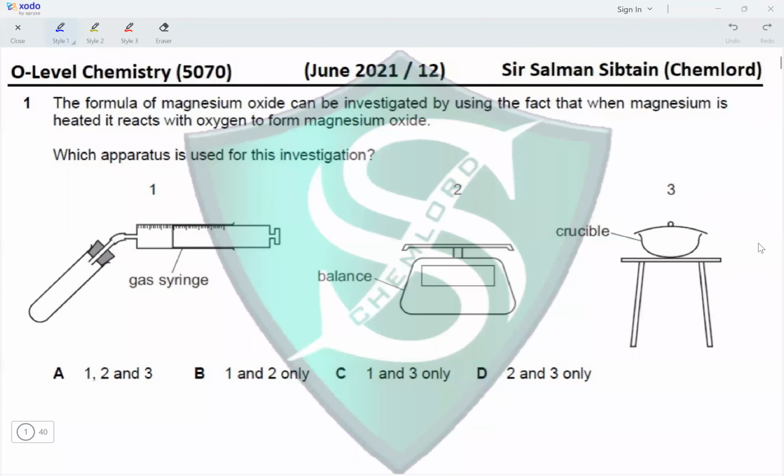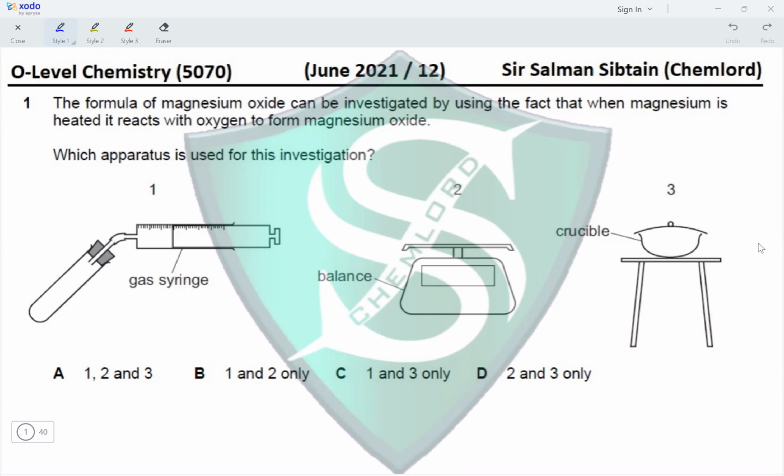Hi guys, this is O-Level Chemistry, paper 12, June 2021, question 1. The formula of magnesium oxide can be investigated by using the fact that when magnesium is heated, it reacts with oxygen to form magnesium oxide. Which apparatus is used for this investigation?